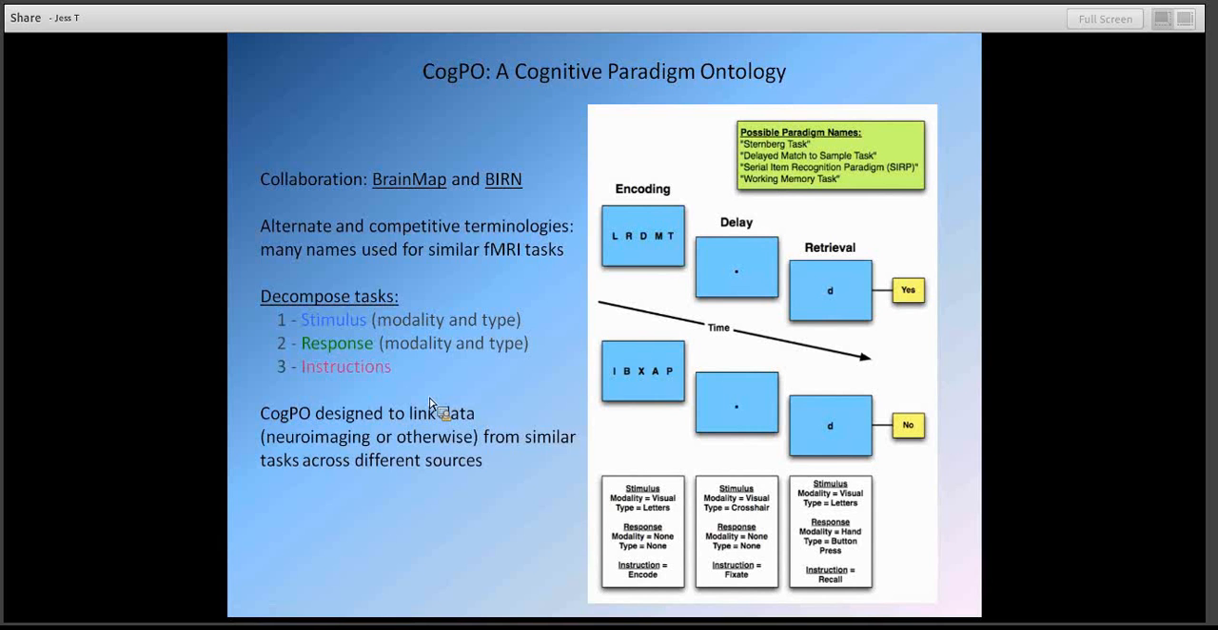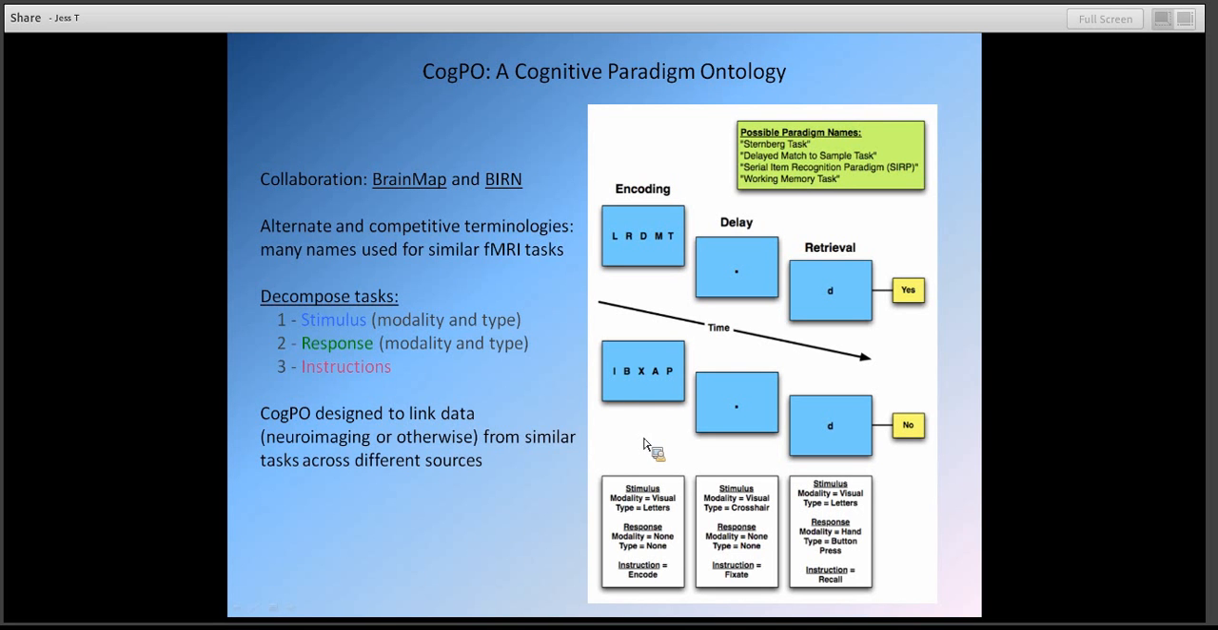And then CogPO is designed to facilitate linking data, could be neuroimaging, as Gwen pointed out, could be EEG or MEG, from similar cognitive paradigms across different sources. One example we wanted to use was the one shown here, where we have the same behavioral experience, if you will, where subjects are shown a number of stimuli, and then there's a delay, and then they are shown another stimulus and asked, is that one of the items you had to remember? And they respond, no. So the overall flow of the experiment is very similar. In each case, you have conditions of encoding, delay, and retrieval, and there might be certain stimuli with a particular modality. It's shown visually, a particular type, such as letters.